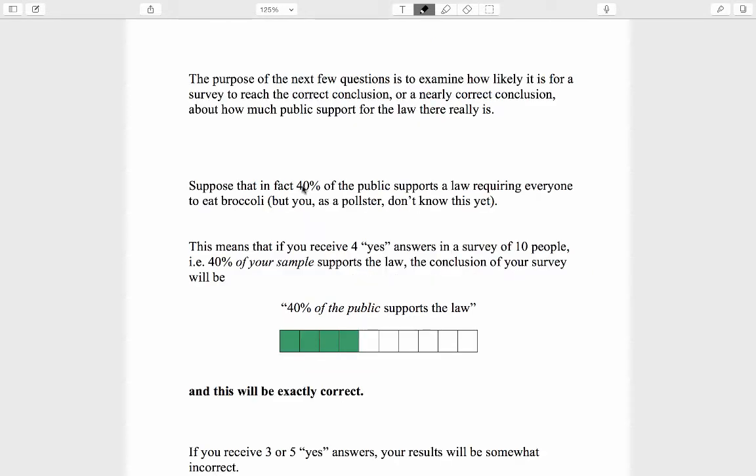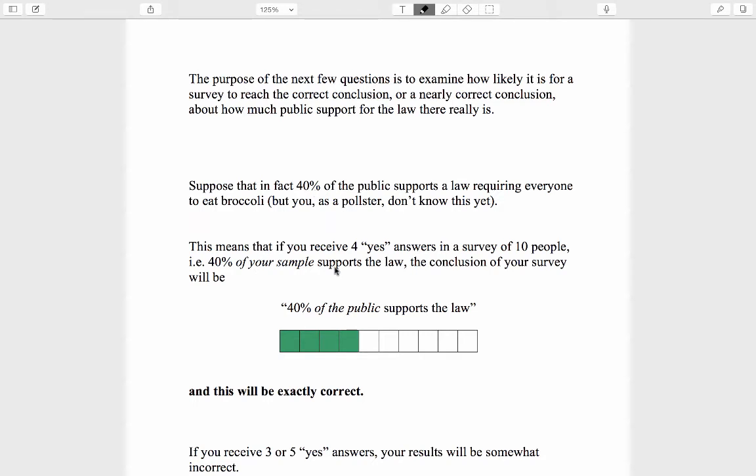The conclusion of your survey will then be that 60% of the public supports the law. The purpose of the next few questions is to examine how likely it is for a survey to reach the correct conclusion, or a nearly correct conclusion, about how much public support for the law there really is. Suppose, just for example, that in fact 40% of the public actually supports the law requiring everyone to eat broccoli. But you, as a pollster, as someone who takes surveys, don't know this yet. We're just assuming this is the reality, 40% public support.